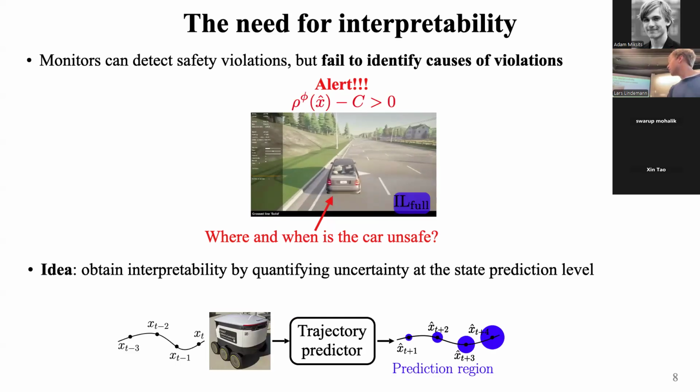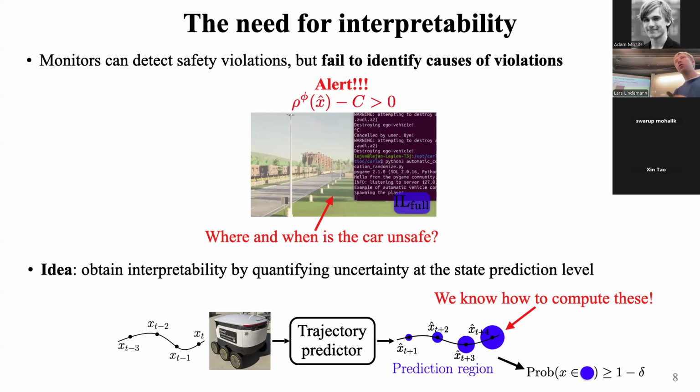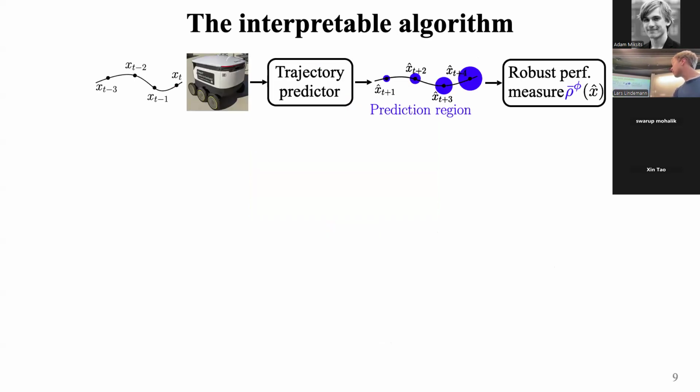right? So what we want, at the end of the day, is an interpretable runtime monitor. By interpretability here, we understand that we want to get these prediction regions that we looked at before that give us more information about where and when, right? In the temporal logic sense, it may tell you where and when a predicate may be violated. And the good thing is we know how to compute these already, so we don't have to talk about this again. We know how we can compute these blue regions.